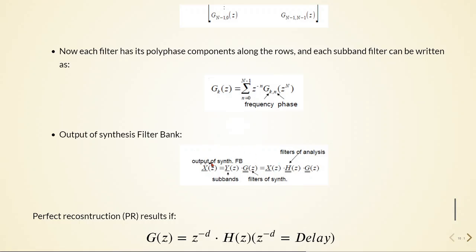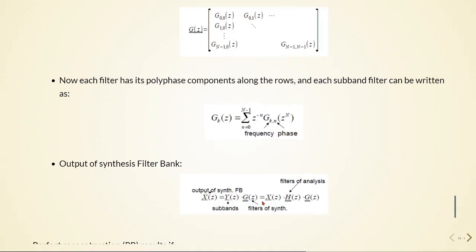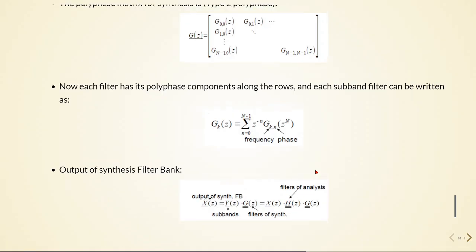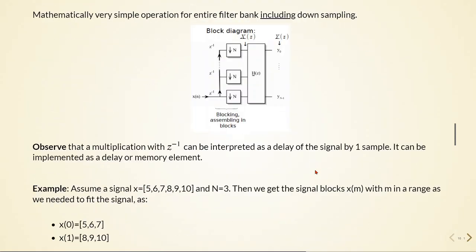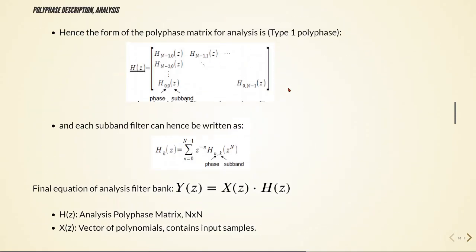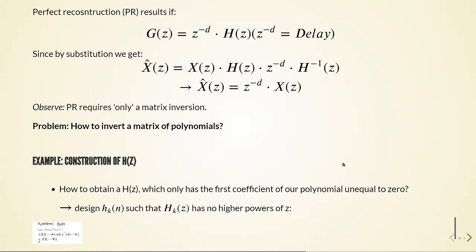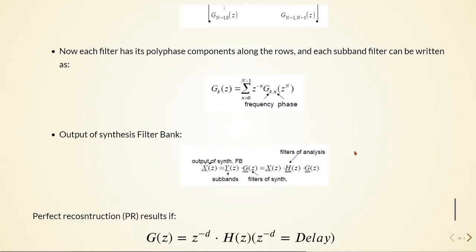So we have our input hat, which is the output, so it's reconstructed. It will be y, this is from the analysis part. Here is our synthesis given here, our matrix. It is equivalent to our input times H of z. This was our analysis that we've seen here, times the synthesis, which is here.